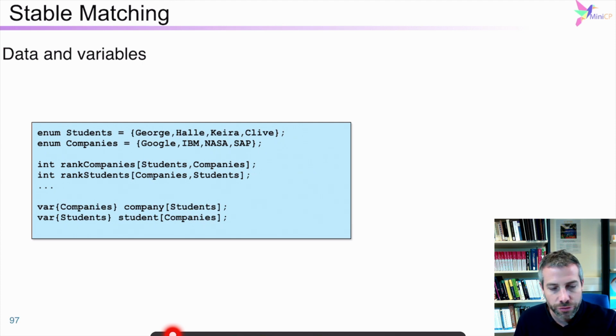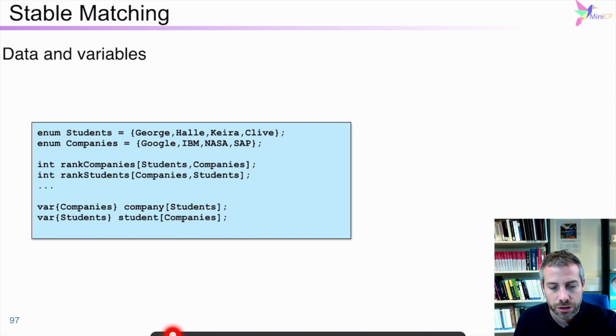In terms of decision variables, what we have to decide is, for each student, which company they should choose. And so the domain of each student variable, there is one variable for each student, is the set of companies. And in the opposite direction, you have one variable for each company, and you need to decide for each of them which student it will receive.